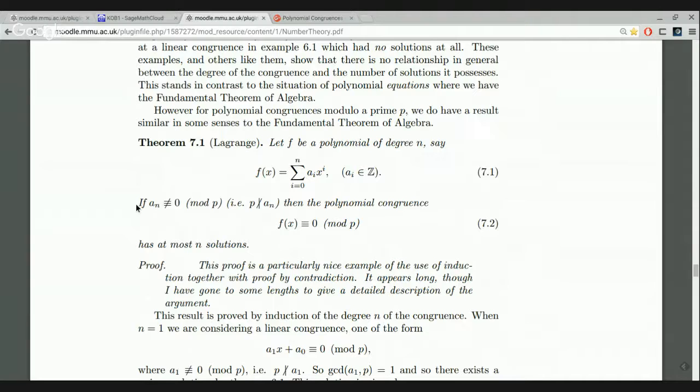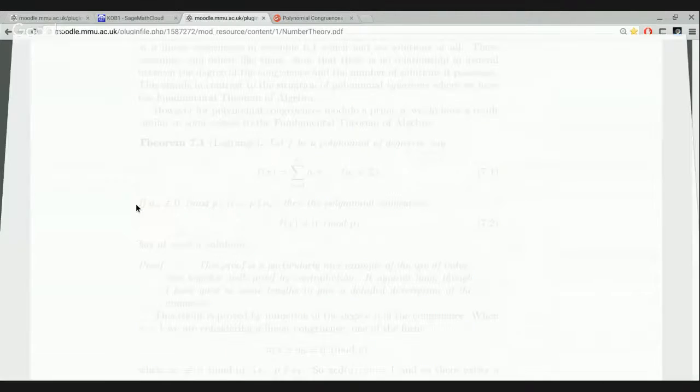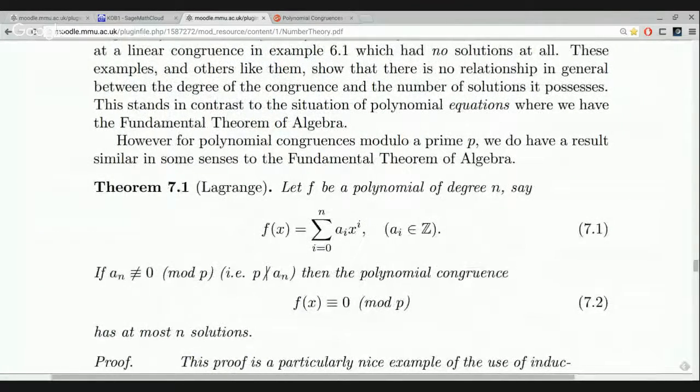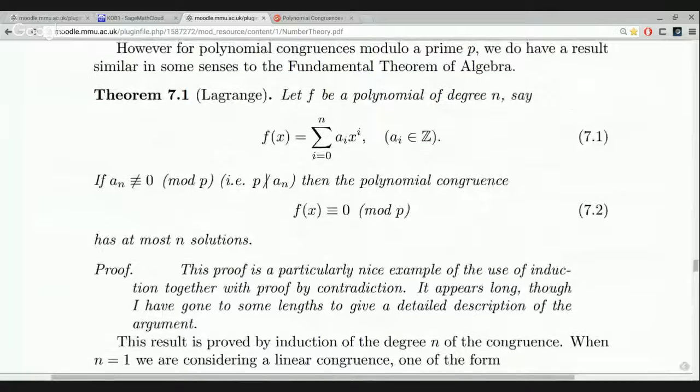It says if f is a polynomial of degree n, so that notation just the sum of a_i times x to the power i, that's just notation that can represent a general polynomial. We're going to consider the polynomial congruence f of x congruent to 0 modulo p. So this is theorem 7.1, page 47, modulo p. Now, this notation here suggests that the degree of the polynomial is n, because it goes all the way up to x to the power n.